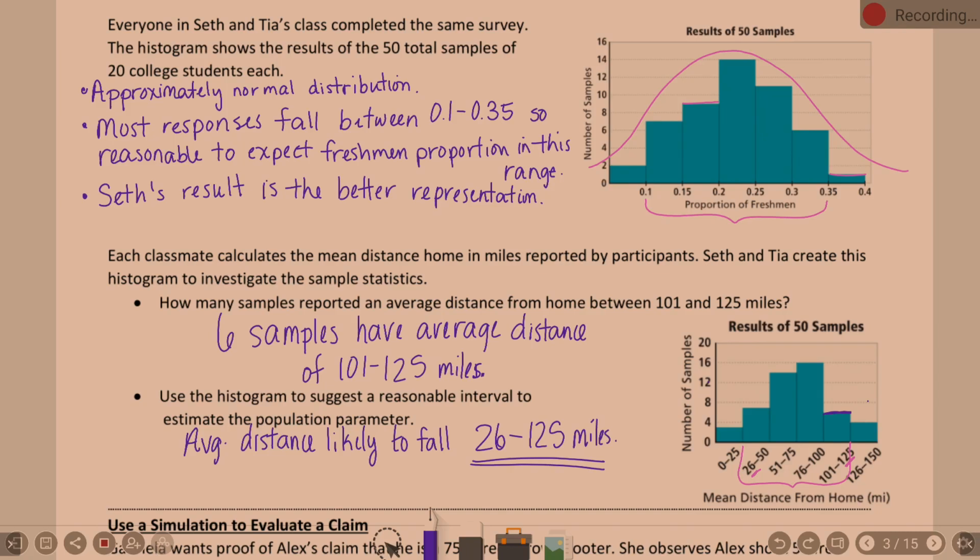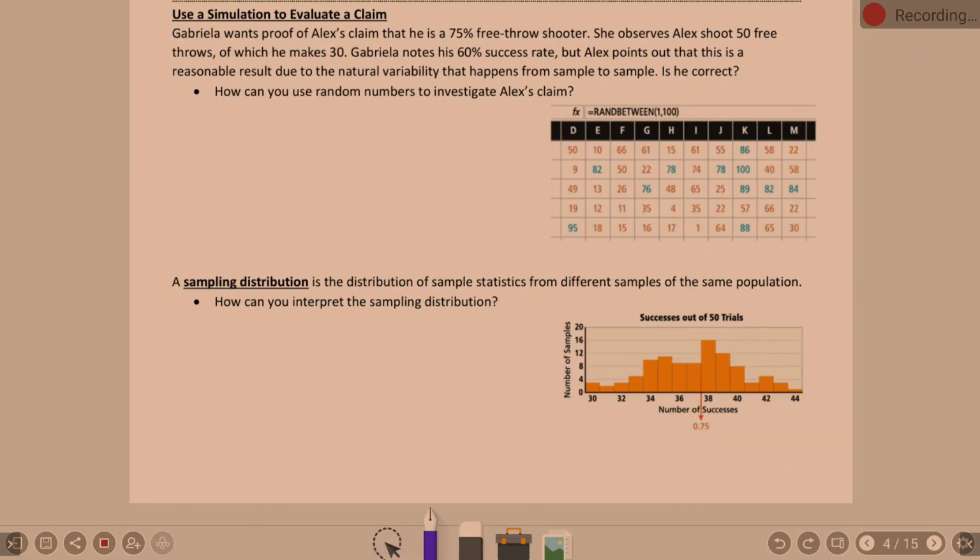I mentioned this scenario at the beginning of class. This is Alex, and he claims that he is a 75% free throw shooter. Gabriella wants proof of Alex's claim that he is a 75% free throw shooter. She's calling him out on that. She observes Alex shoot 53 throws, of which he makes 30. Gabriella notes his 60% success rate.